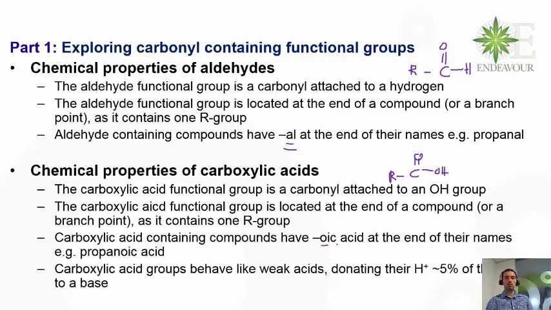"-oic acid" at the end of a compound's name tells us that it has a carboxylic acid functional group within that compound. We saw methanoic acid, ethanoic acid, which is also called acetate, and propanoic acid as some of the examples, and butanoic acid as well. And the last thing we looked at there was the fact that carboxylic acids actually behave like weak acids, being able to donate their H+ to a base around 5% of the time.